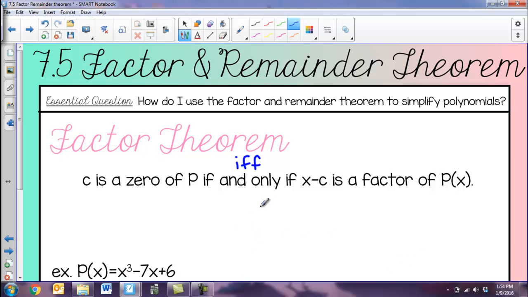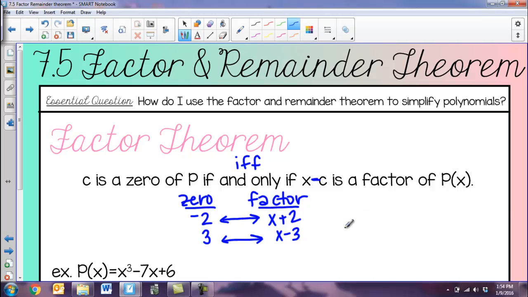This is a biconditional statement, and so what it's saying here is that if, for instance, I had a 0 that was -2, I would know that one of the factors would be x plus 2, right? Because you flip that sign. Or going backwards from that, if I knew one of my factors was x minus 3, I was used to setting that equal to 0 and solving and finding out that the 0 of the function was 3. And so this goes both ways.